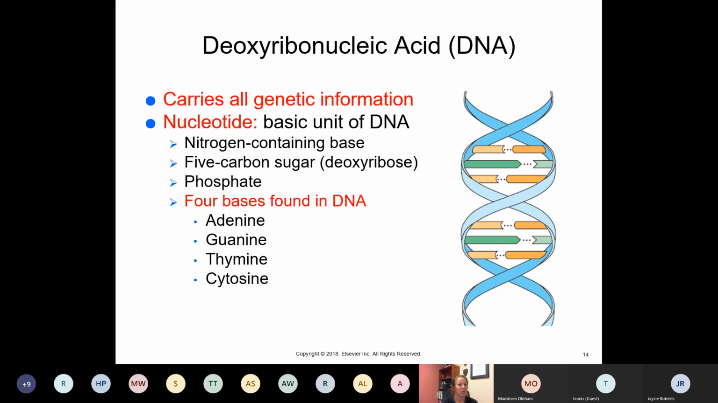Okay, deoxyribonucleic acid is DNA. It carries all of the genetic information. A nucleotide is the basic unit of DNA. So it is a nitrogen-containing base. It has a 5-carbon sugar that is deoxyribose in DNA. And then there's a phosphate. The 4 bases that we see in DNA are adenine, guanine, thymine, and cytosine.